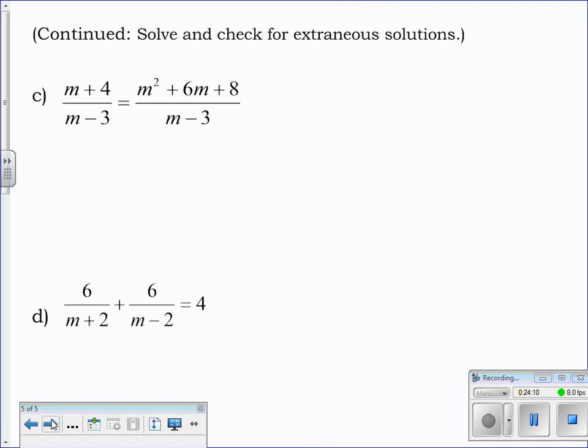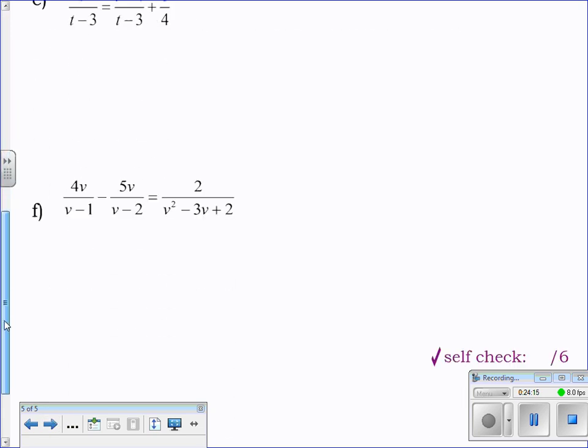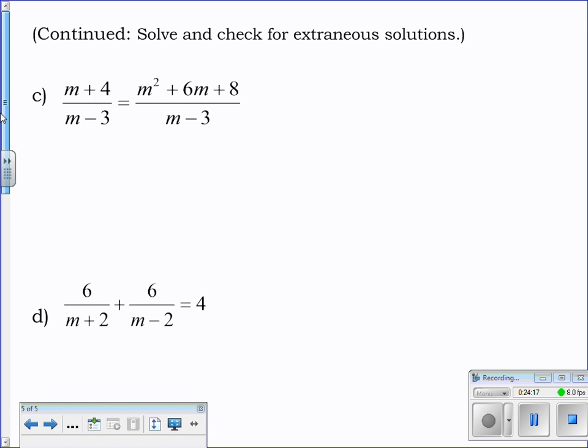Okay. And so you have how many? 1, 2, 3, 4 problems. Okay, so how many are done with C? Okay, so keep working on those. I'll give you some more time.